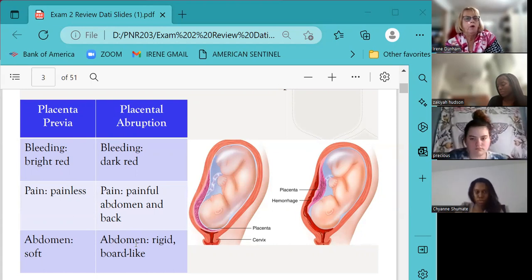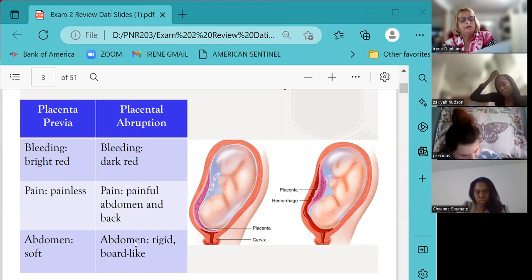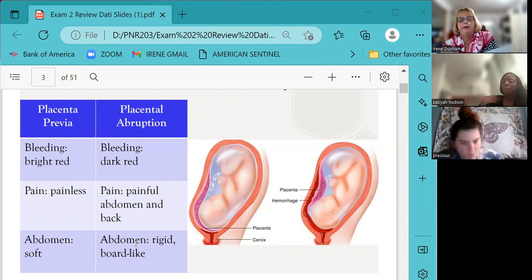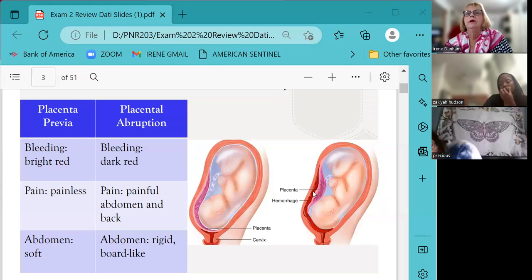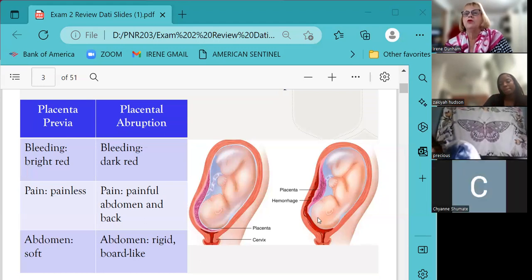So that's the second question. What condition is the patient in if she's having a rigid and board-like uterus? That would be placenta abruption. Now, what type of delivery do you do for this kind of patient? A C-section. You could never deliver vaginally. This is a medical emergency.